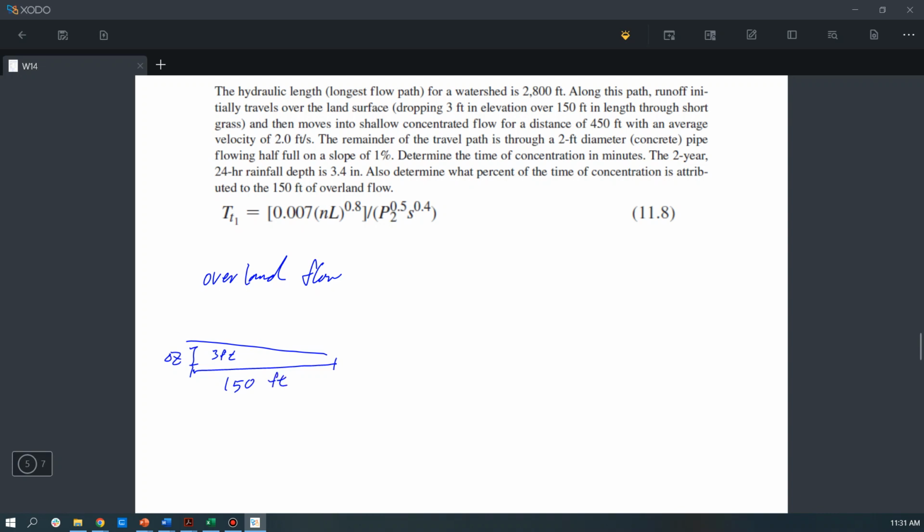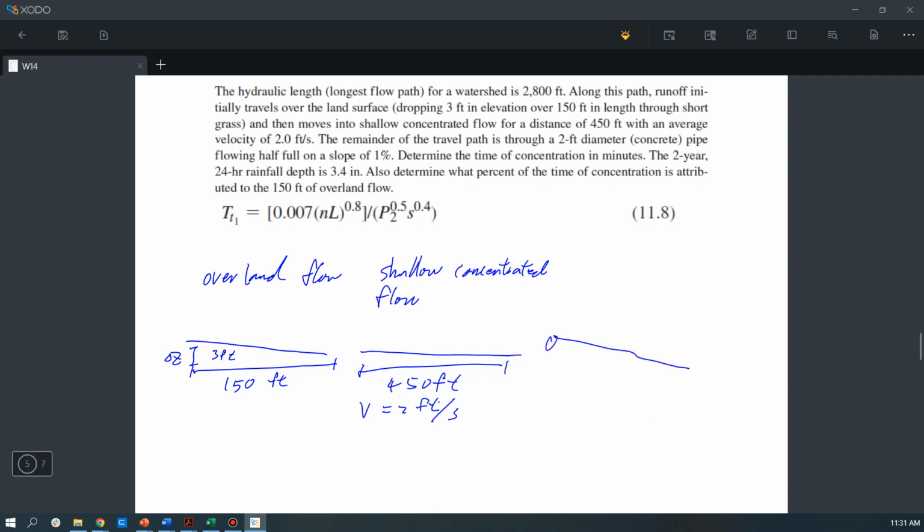After that, it will move into the shallow concentrated flow. Okay, and in this area we will pass the length 450 feet with a velocity equal to 2 feet per second. And in the last segment, we will pass through a pipe, and it's half full, so it can basically be viewed as an open channel.